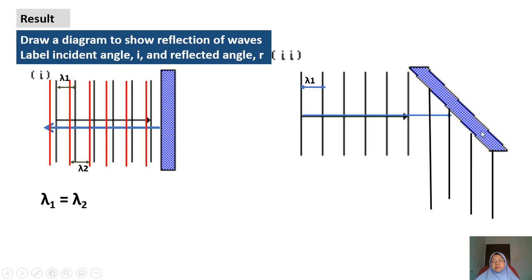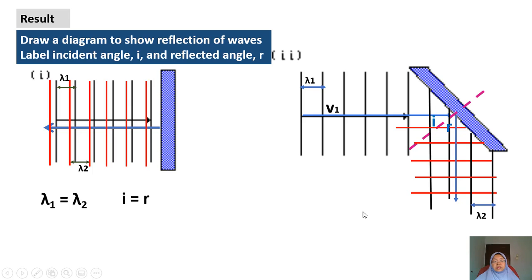In this one we have the reflector at a certain angle. We draw the normal line. Here is the direction of the incident wave and the reflected wave. This is i, and here is r, and we draw the wavefront. Make sure that lambda 2 equals lambda 1. This is the direction of the wave, v1 before and v2 after, and make sure that v1 equals v2 because the depth of the water is the same.